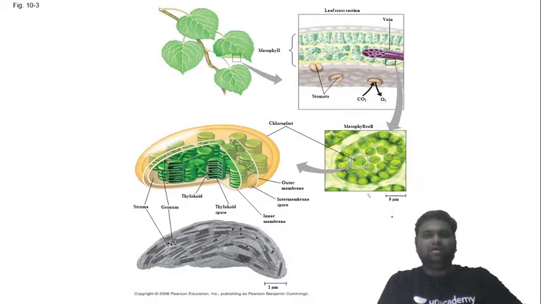तो ये स्ट्रक्चर है क्लोरोप्लास्ट का. This one is the structure of the chloroplast. This is the stroma. This is the grana or the granum. This is the thylakoid, and this is the thylakoid space. This is the inner membrane. This one is the outer membrane, and this one is the intermembrane space.